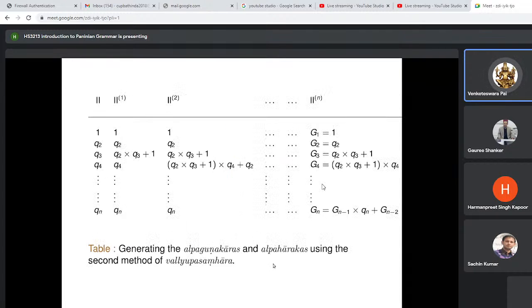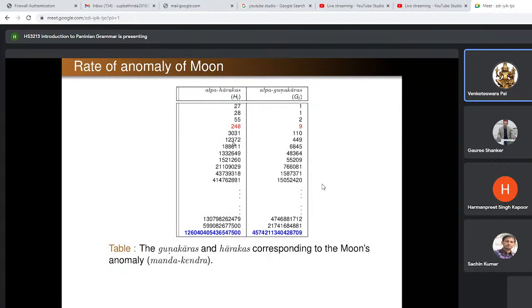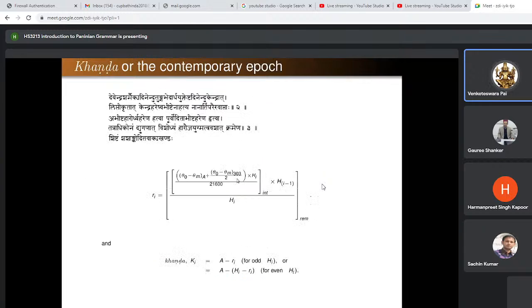For example, if you take hi as 12372, then 1, 2, 3, 4, 5, 6. I is even here. So for even I, you need to find hi minus Ri, and that hi minus Ri has to be subtracted from A. If you do so, you will get the khanda dina.